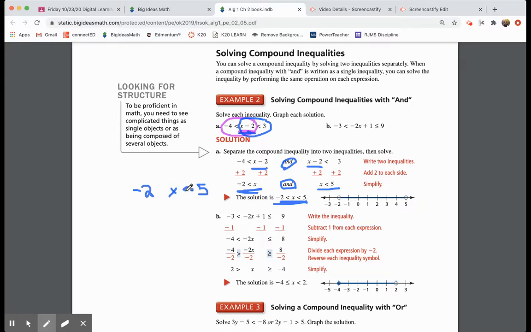So we know x is less than 5 because that's right here. And this one's actually already set up for us nice and neatly too because it already has x on the right side instead of the left. So here's our inequality. Now we graph it.